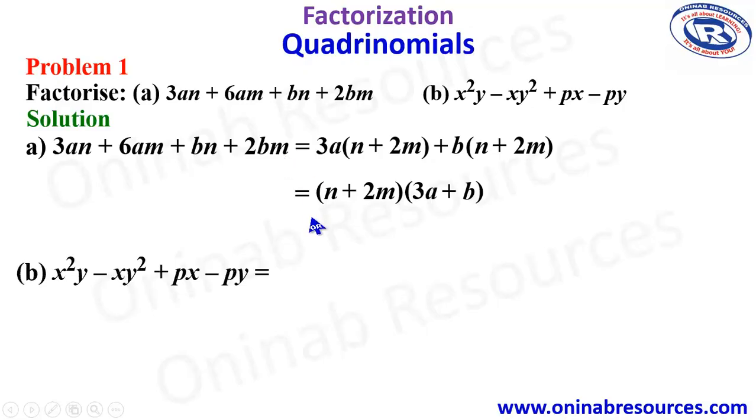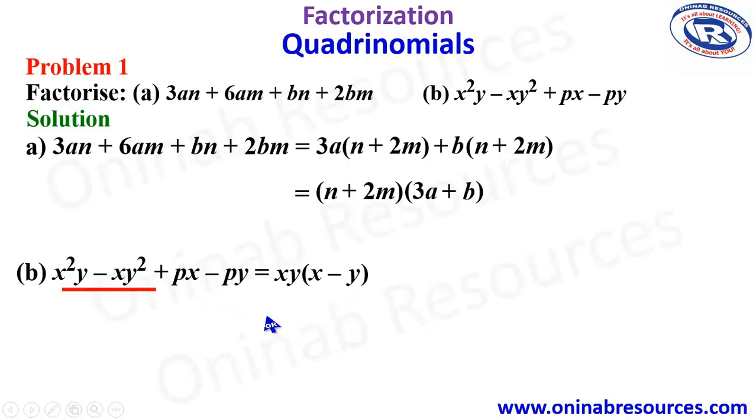We then go to b part of the problem. In the same way, we are going to pick the first two terms as a group. We then find the common factors. Here we have x, y, y, so the highest common factor is xy. Because x is here, y is here. So we open bracket, x squared y divided by xy will be left with x. Then xy squared divided by xy will be left with minus y. Then we close the bracket.